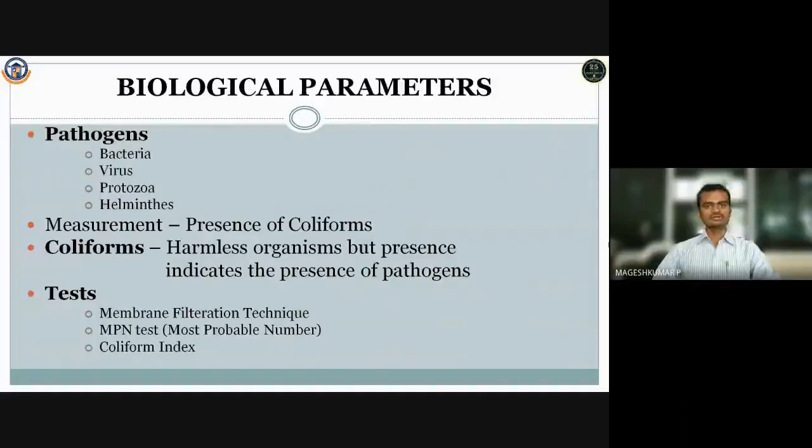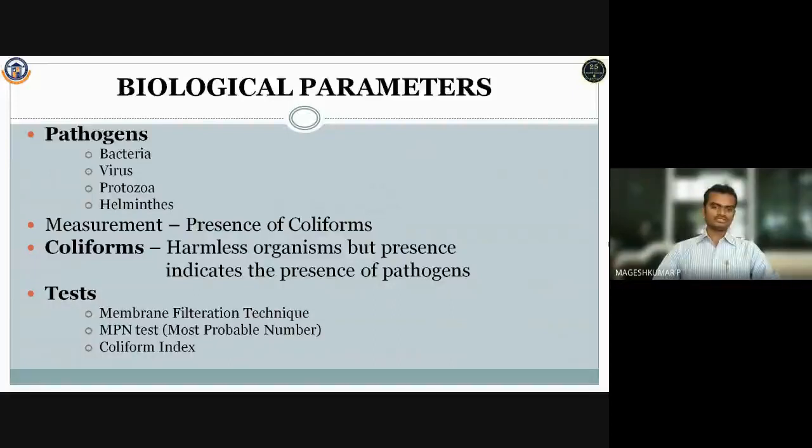And next we will move on to the biological parameters. What are the biological parameters? The microorganisms present in the water are called biological parameters. Pathogens are the microorganisms which are harmful for living beings and humans. Bacteria, virus, protozoa, helminths, these are all some examples of pathogen categories. And the measurement of coliforms is the indirect measurement for pathogens. The coliforms are harmless organisms, but their presence indicates the presence of pathogens.